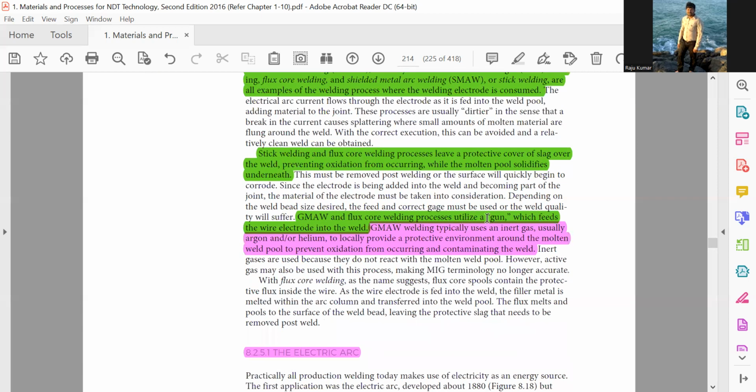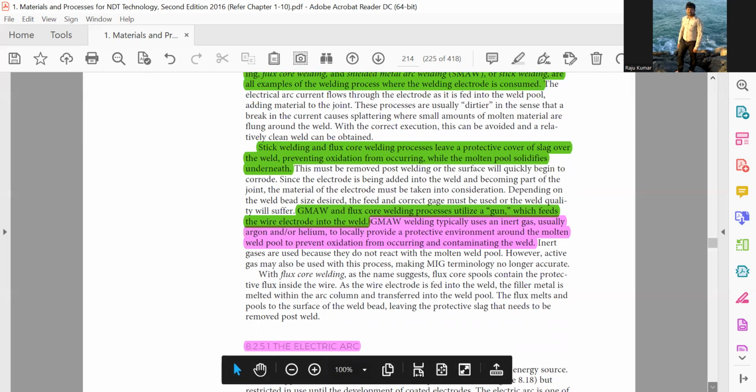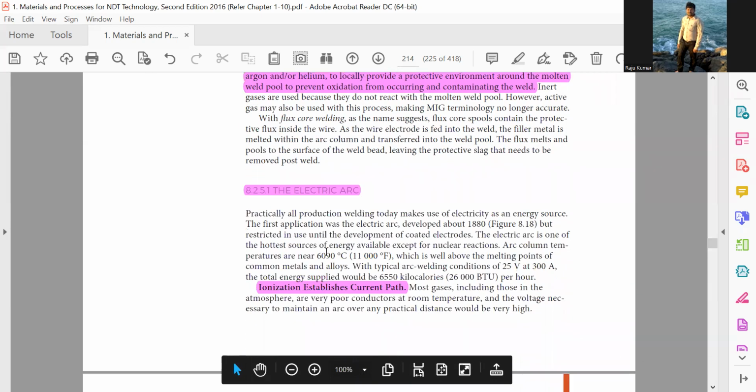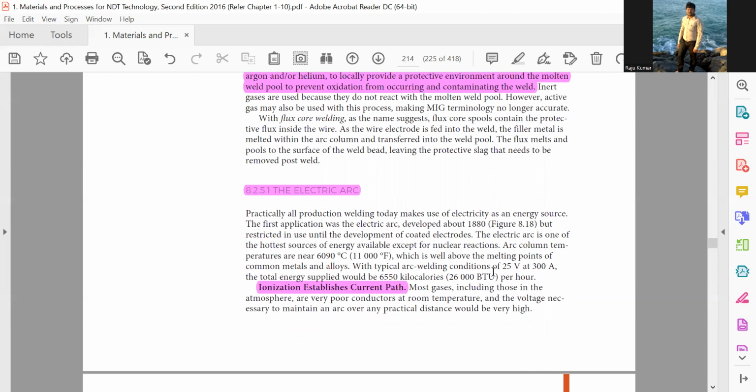GMAW and flux core welding processes utilize a gun, which feeds the wire electrode into the weld. GMAW welding typically uses an inert gas, usually argon and helium, to locally provide a protective environment around the molten weld pool to prevent oxygen from contaminating the weld. The electric arc ionization establishes the current path. So ionization is from the flux gas.